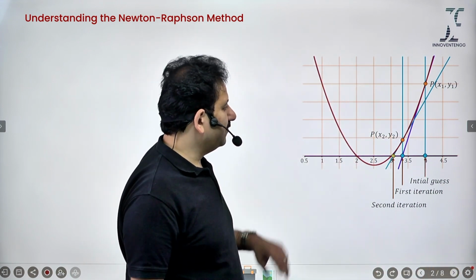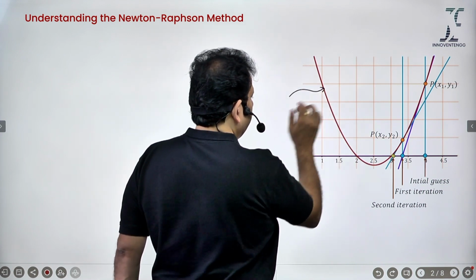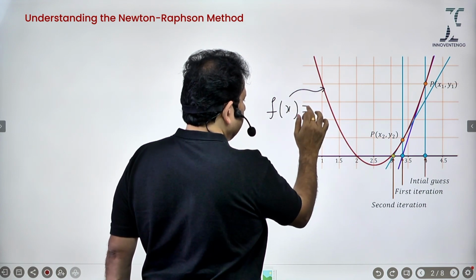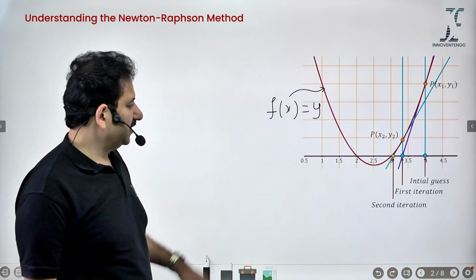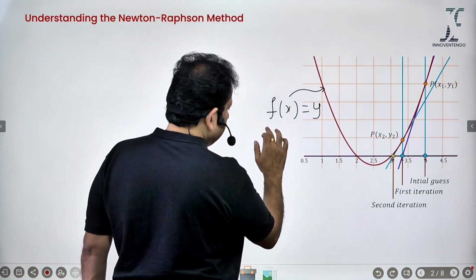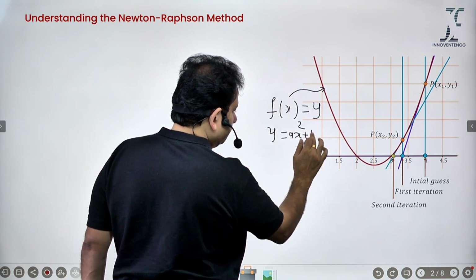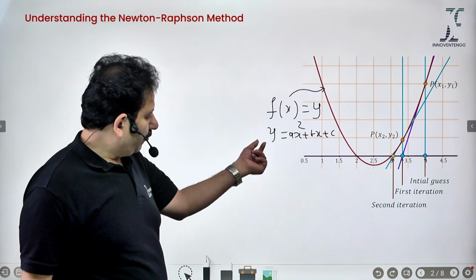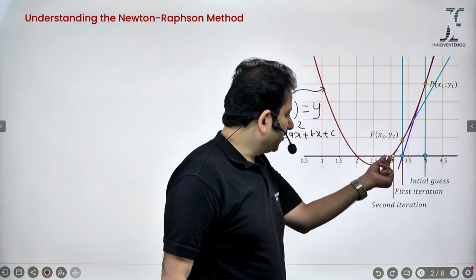This is the typical function that is in red, which is plotted. Okay, let's say this is your f of x, that's equal to y. Y is equal to f of x is the function. It can be a parabola or anything. Let's say y is equal to some ax square plus bx plus c. Wherever y becomes 0, that means the roots of this particular equation can be found here.